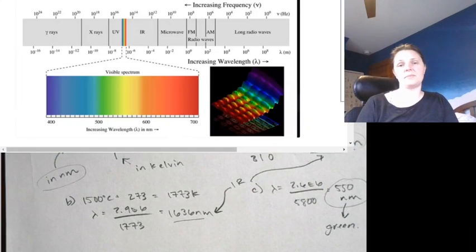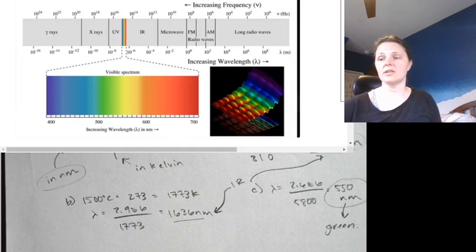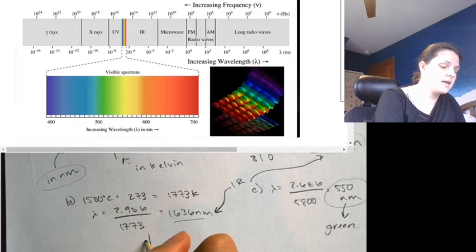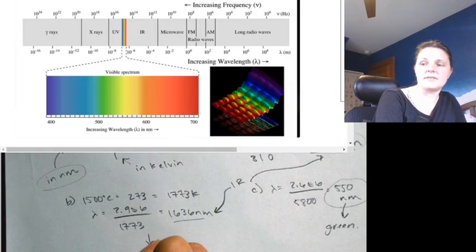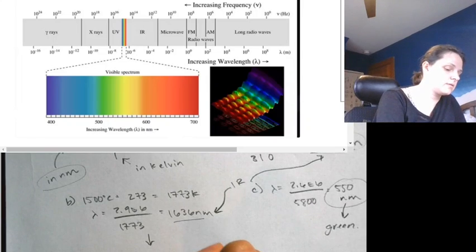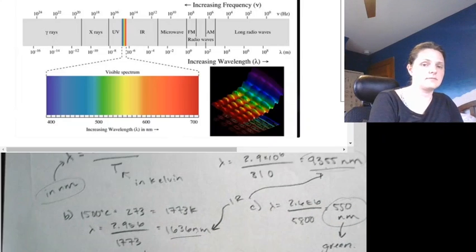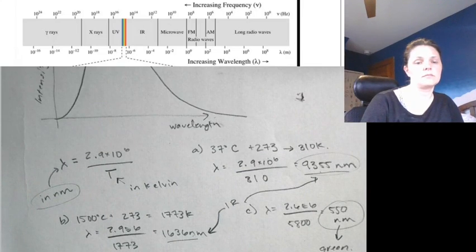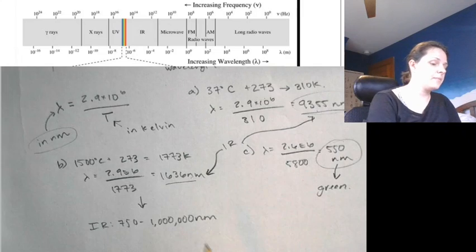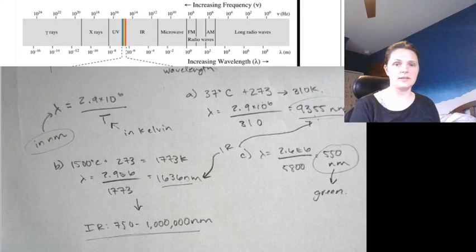I needed to pull up a better figure of this, but I think on your equation sheet you have the range of different wavelengths. On the equation sheet, which I have pulled up on a different screen that I can't show you, it says that IR light is 750 to 1 million nanometers. Okay, so both of these two numbers fall in that range. So this is visible light. Okay, and that should do it for this video.